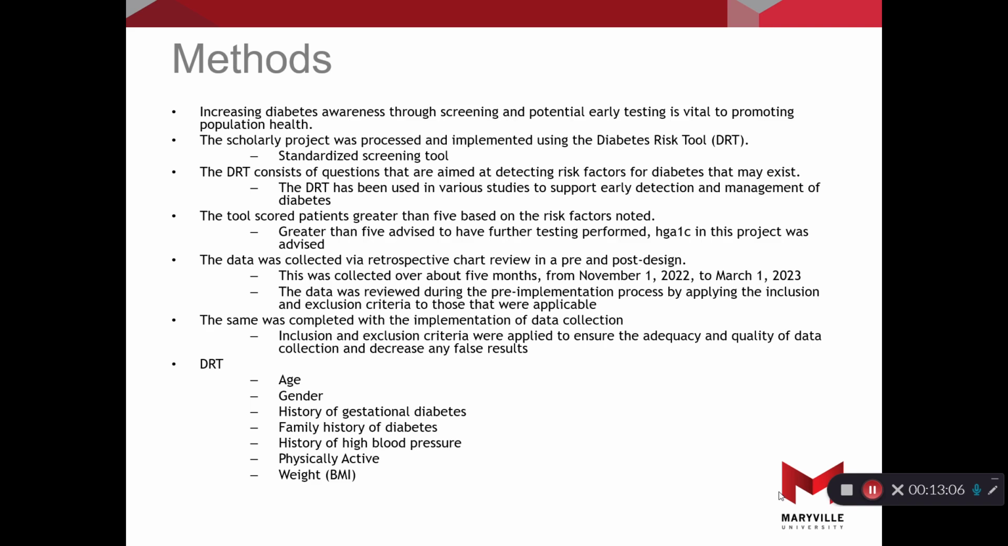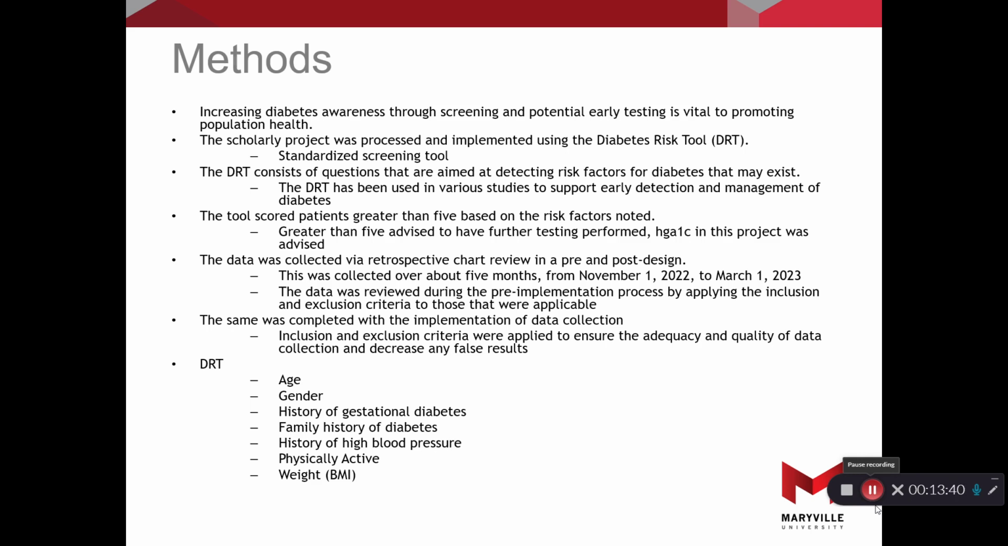The scholarly project was processed and implemented using the diabetes risk tool, which we already discussed, as a standardized screening tool, not just a diabetes screening tool. It consists of questions that are aimed at detecting risk factors for diabetes that may exist. So the tool scored patients greater than 5 based on risk factors noted. If it was greater than 5, they were advised to have further testing performed. In this case, the hemoglobin A1C was advised to get done. So they weren't forced to have it done. If they agreed to have it done, they did proceed to have it done.